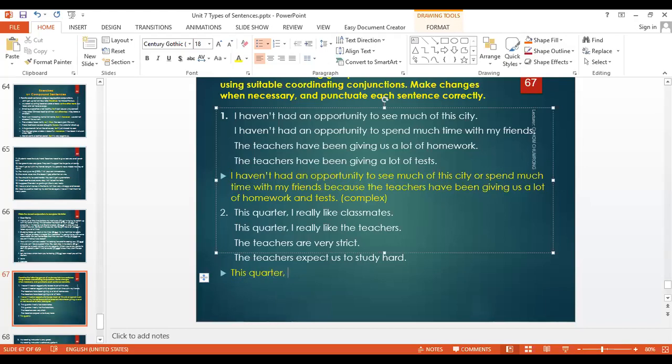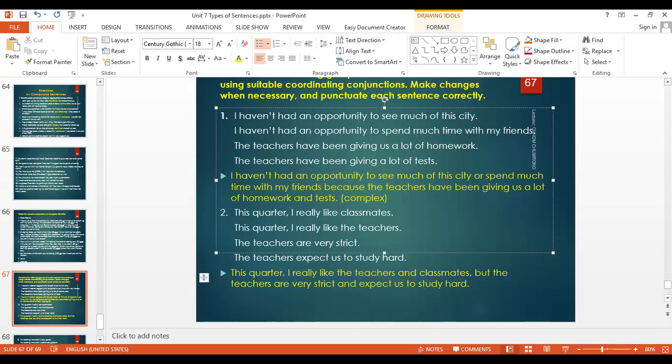This quarter, I really like the teachers and classmates. Okay, well, but the teachers are very strict and expect us to study hard. Okay, is it okay, everybody?